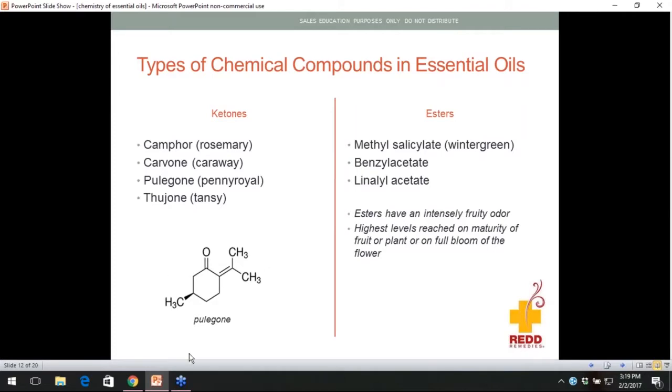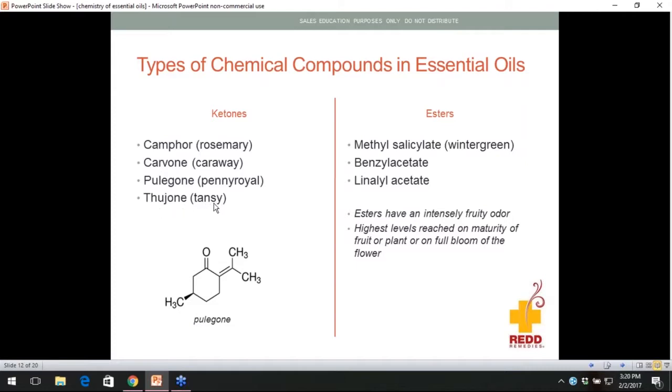That's a big one right now. Pulegone, you find in high amounts in pennyroyal. But pulegone is present in most of the mint family. So peppermint, spearmint, you're going to find some trace amounts of pulegone. Thujone is also high in tansy.